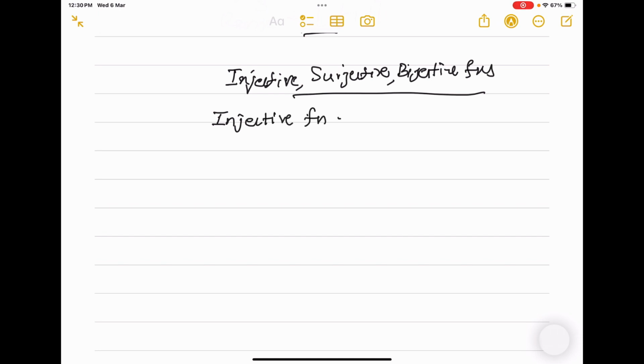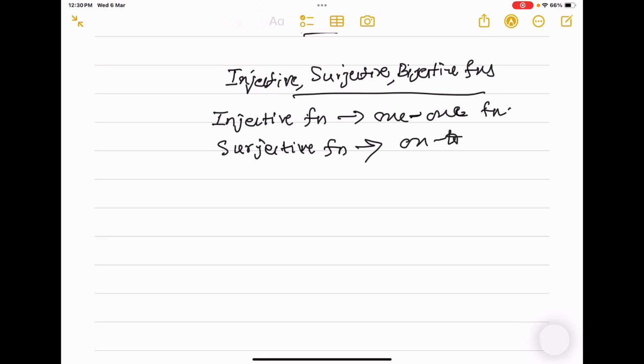Injective function is 1-1, a 1-to-1 or 1-1 function. Surjective function is an onto function, or onto mapping.